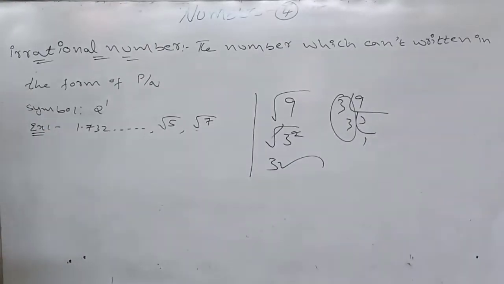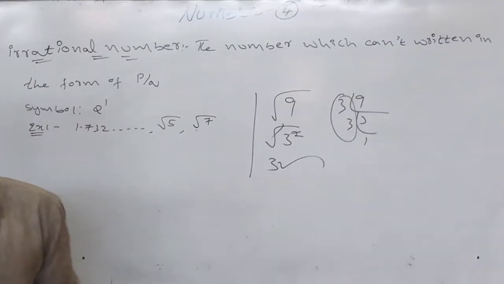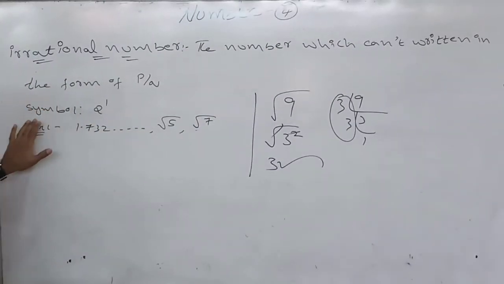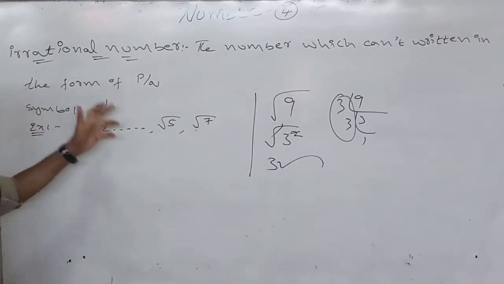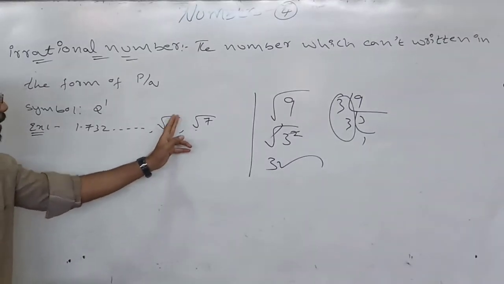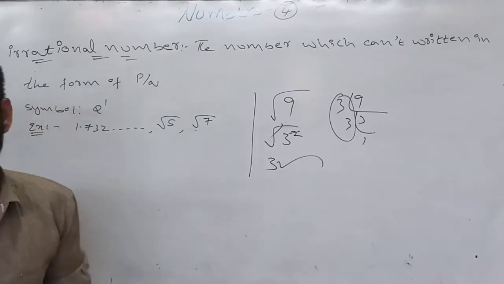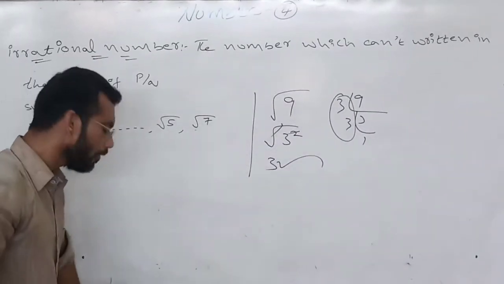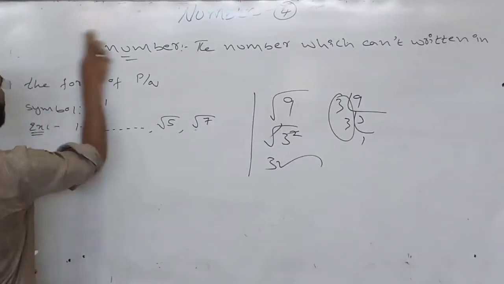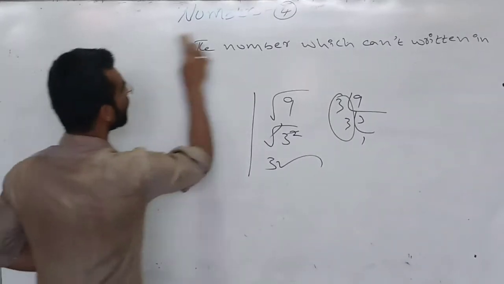Now, what is an irrational number? The number which cannot be written in the form of p by q. The symbol for the irrational number is Q dash. Examples: 1.73 with dashes, root 7 and root 5. Okay. Now we will see some more differences between rational and irrational numbers.